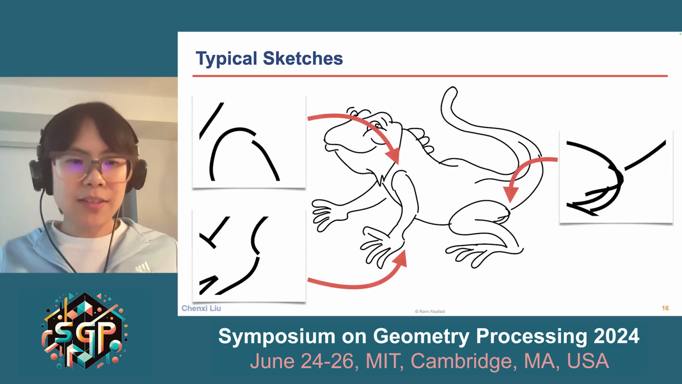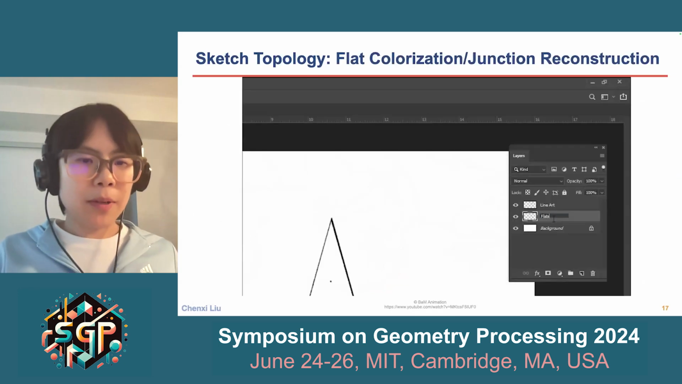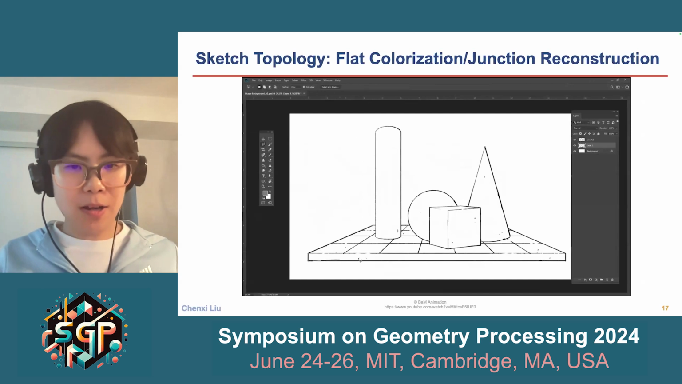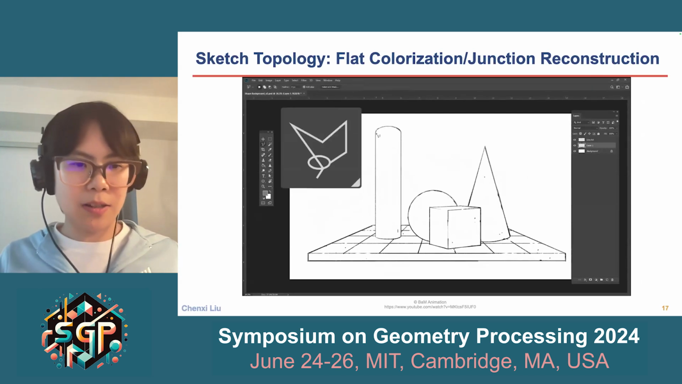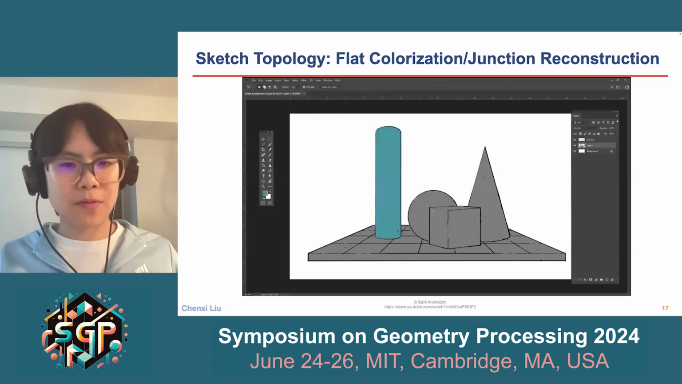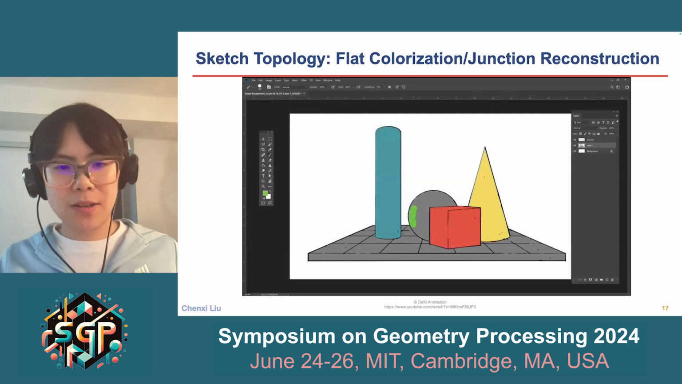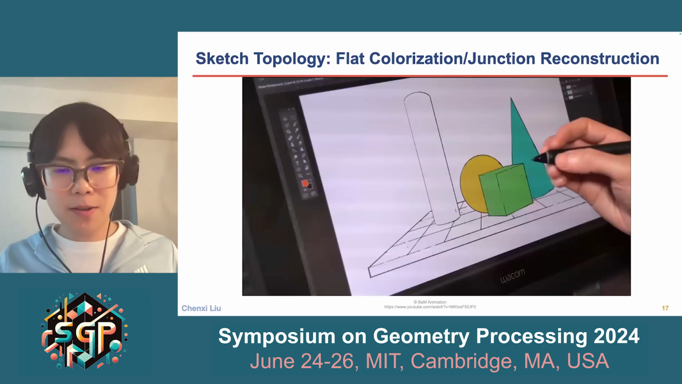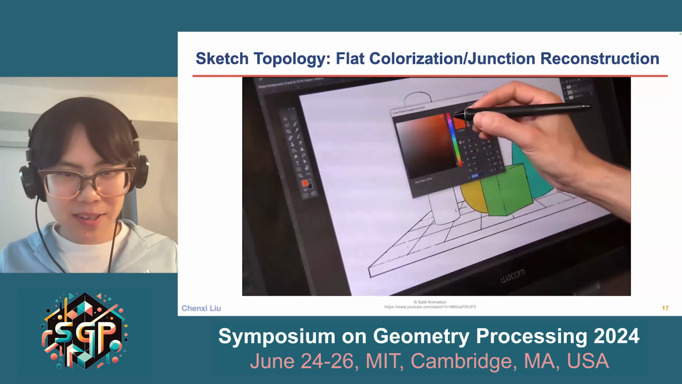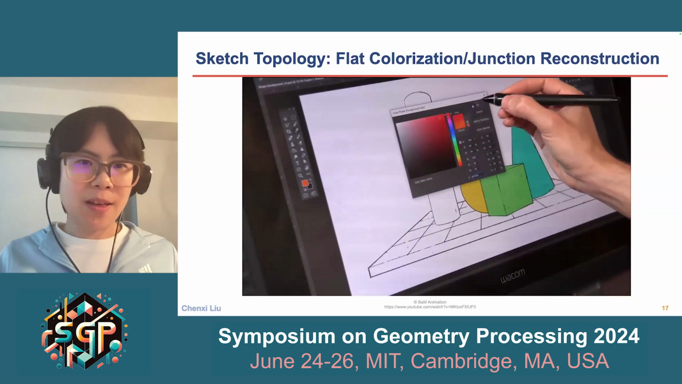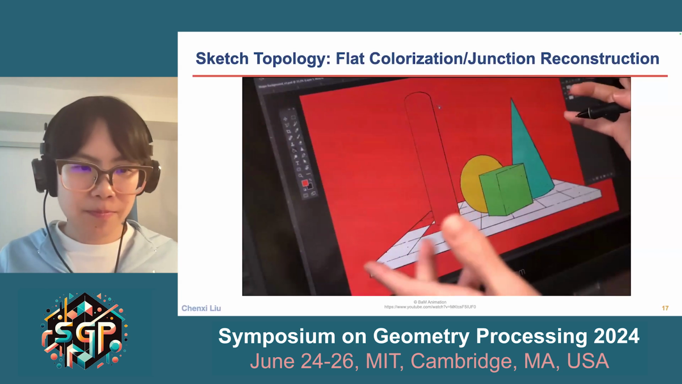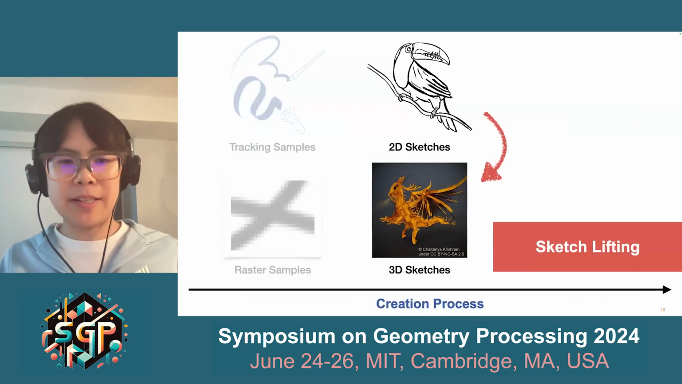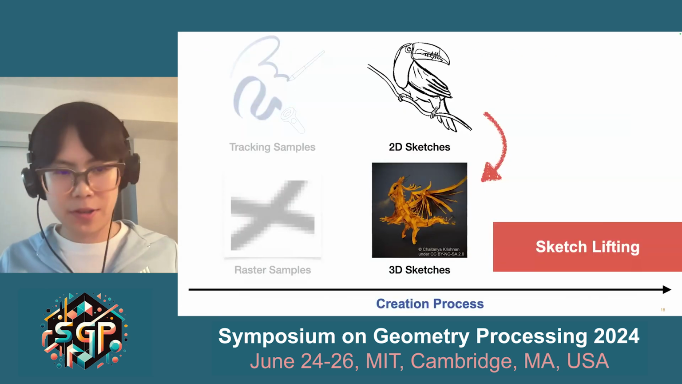Even when we have clean sketches, there are also inaccurate junctions. The common next step in cartoon production is flat colorization, that is, to separate regions in a sketch. We can see in this video that inaccurate junctions can also make this step really hard, because the bucket fill doesn't always work out of the box. So that's a problem.